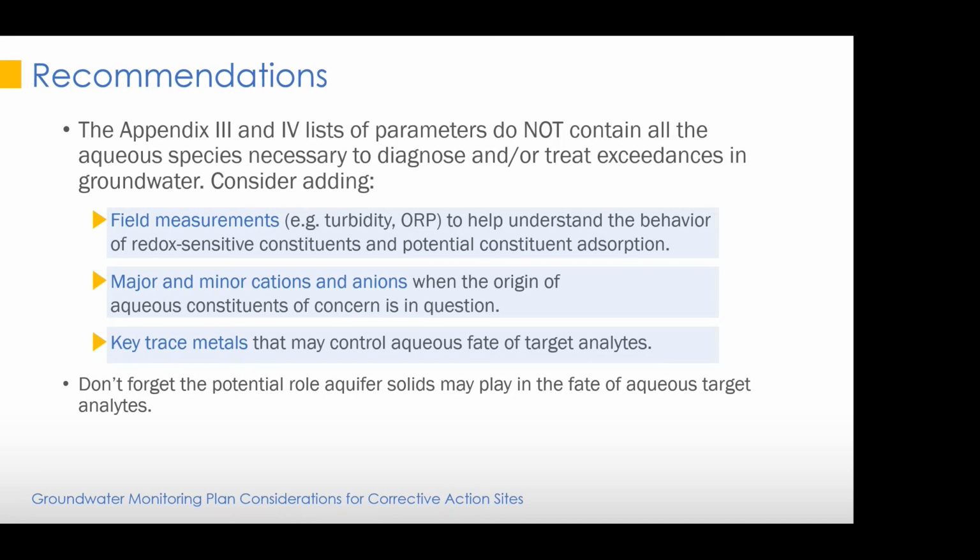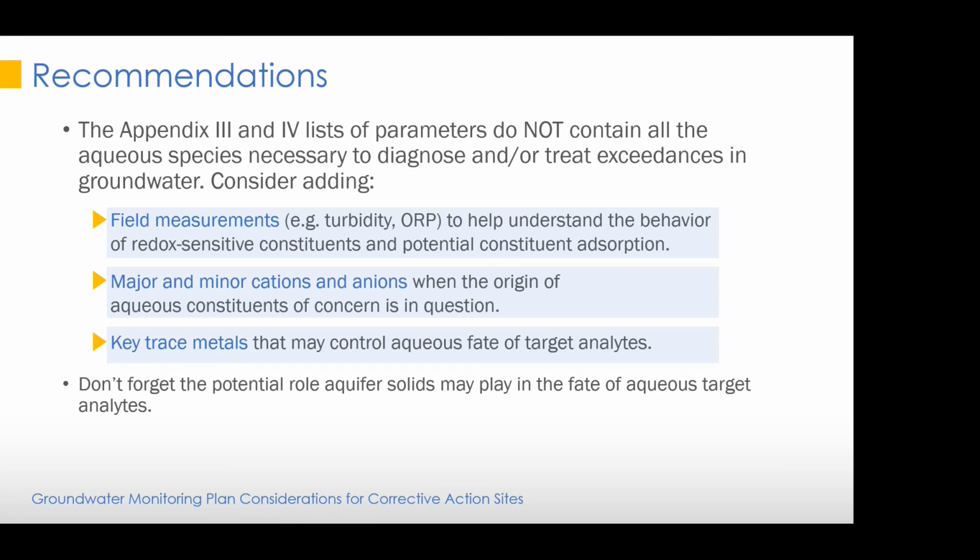But they actually help you understand what's going on with many of these redox sensitive constituents and with other elements like iron that may have a significant control on the constituents of concern. Looking at major cations and anions helps you with the origins of the aqueous constituents. Some of these are included in the lists, but they're not all present. So it's important to think about potentially adding a few additional analytes to the testing program.